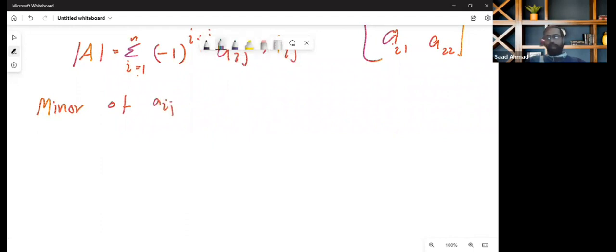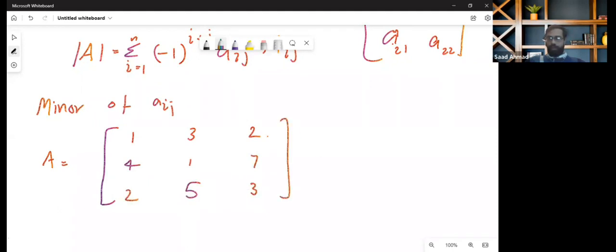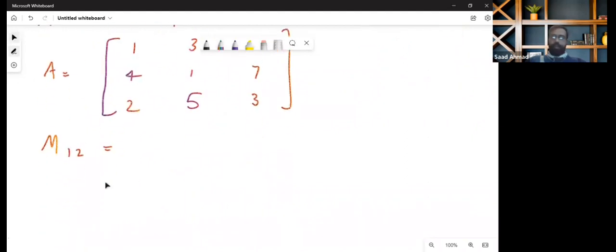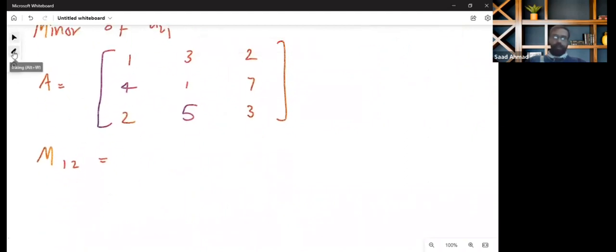So let's say I have a 3 by 3 matrix. Let's try to do it with an example. Let's say I have 1, 3, 2, 4, 1, 7, 2, 5. I want to find M_12, the minor of entry 1, 2.